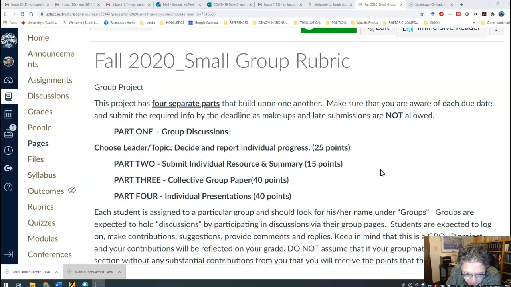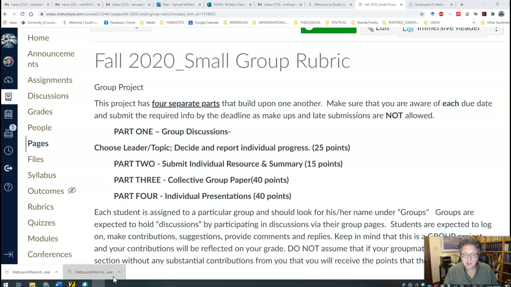Part 2, you were to submit an individual resource and a summary of that resource. Basically, just think about this as a research project like we did with the informative speeches. You've chosen your topic, and you are going to do this part of the topic. The illustration we were using earlier today with some students was that you're going to talk about sports injuries. And out of your group, you're going to focus on sports injuries among professional athletes.